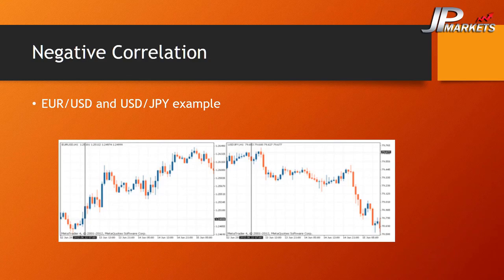To illustrate this, let's use another example, this time the euro-dollar and dollar-yen. An example of negative correlation: if the demand for the dollar decreases, then the price of the euro-dollar will increase, whereas the US dollar-yen will decrease. This is because the price of the dollar is denoted differently for these two currency pairs. The US dollar weakness will be shown as an increasing price for the euro-dollar and seen as a decrease in price for the dollar-yen.